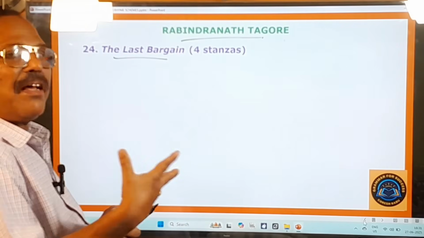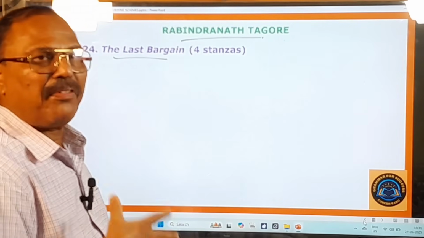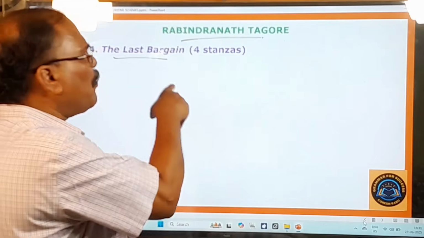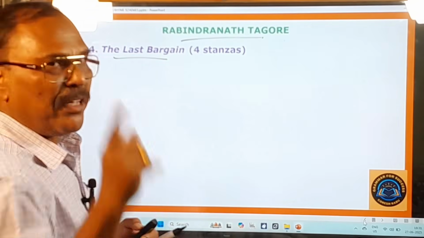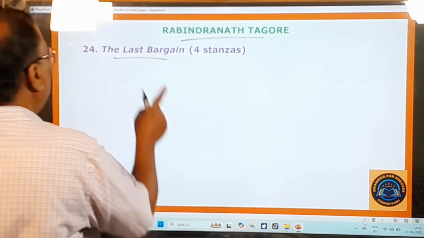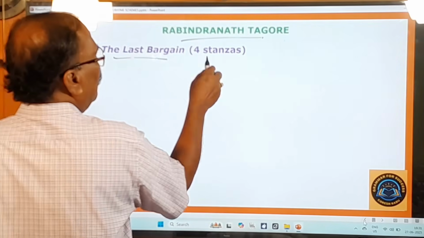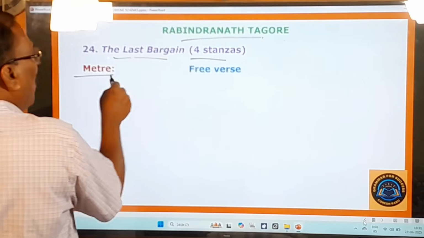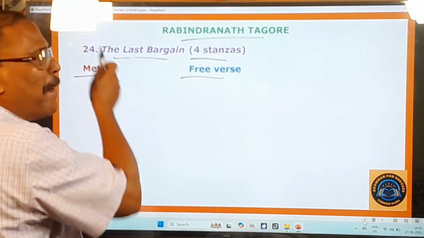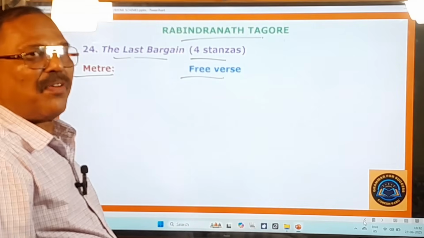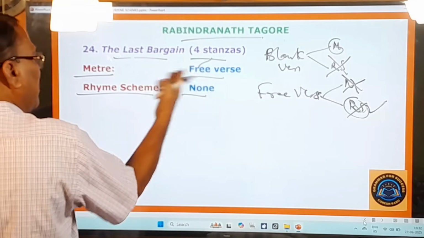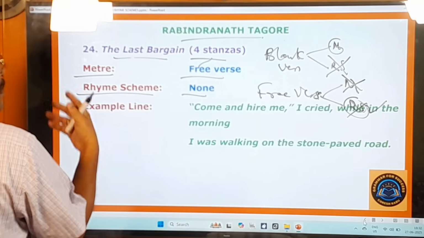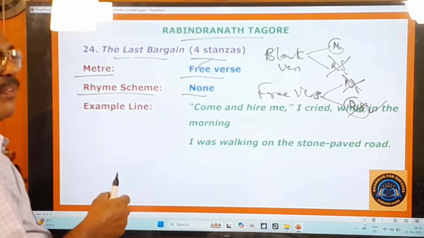In the future, if I get the opportunity of serving you, of teaching you, then I will definitely teach all these poems elaborately. Okay, keep this point in your mind. The Last Bargain is a beautiful poem. In this poem, there are as many as 4 stanzas. The meter followed is free verse. Free verse means no meter, and here no rhyme scheme is followed either. Okay, because it all depends on the mentality of the poet.